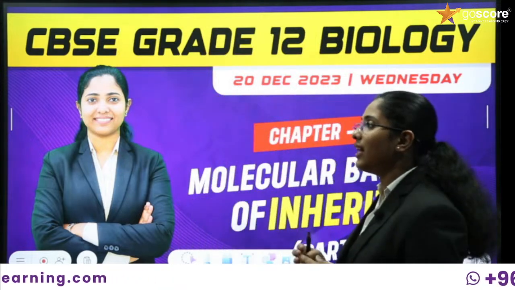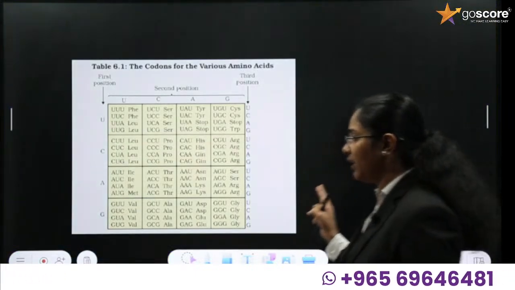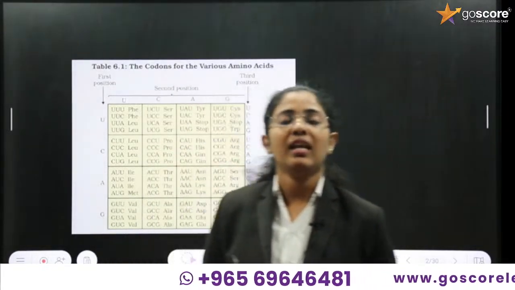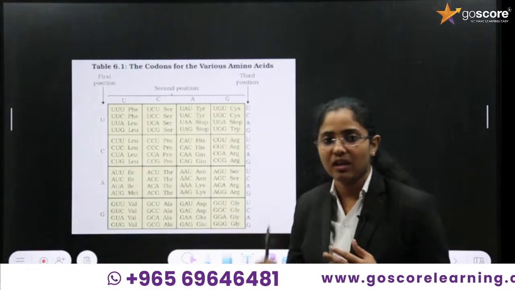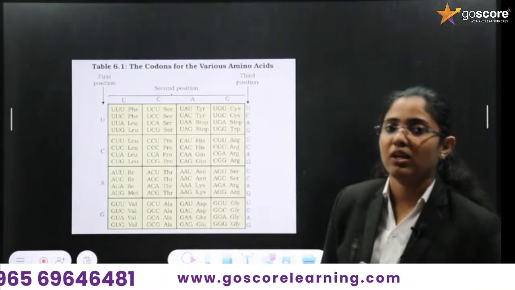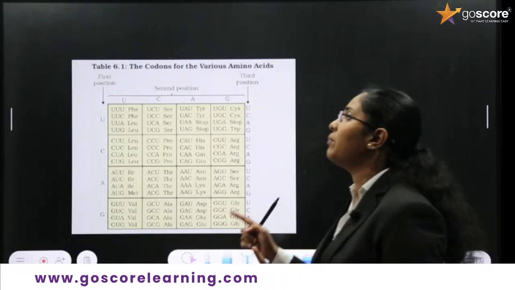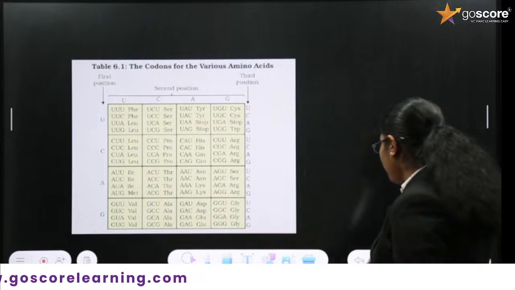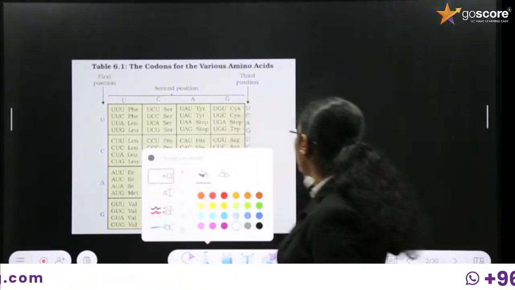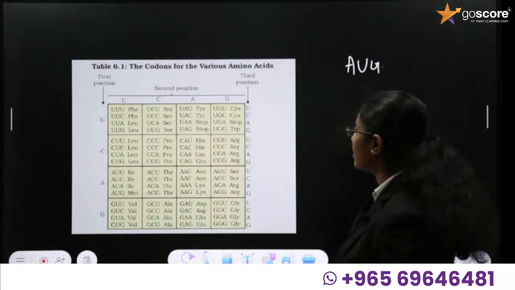Okay, so last class we discussed the translation machinery. At that time, we saw that for translation, mRNA should be there, and it has the codons. Each triplet is known as a codon. It will code for one particular amino acid. For example, AUG. AUG is a start codon, right?